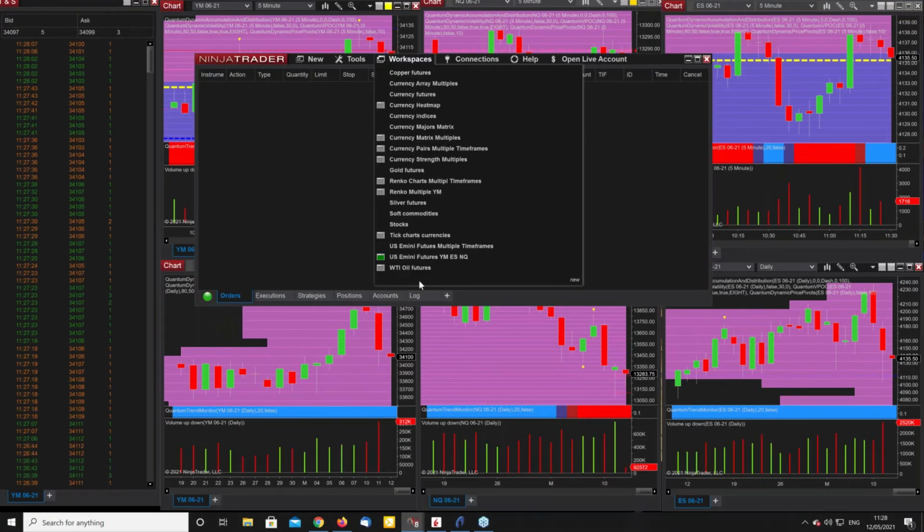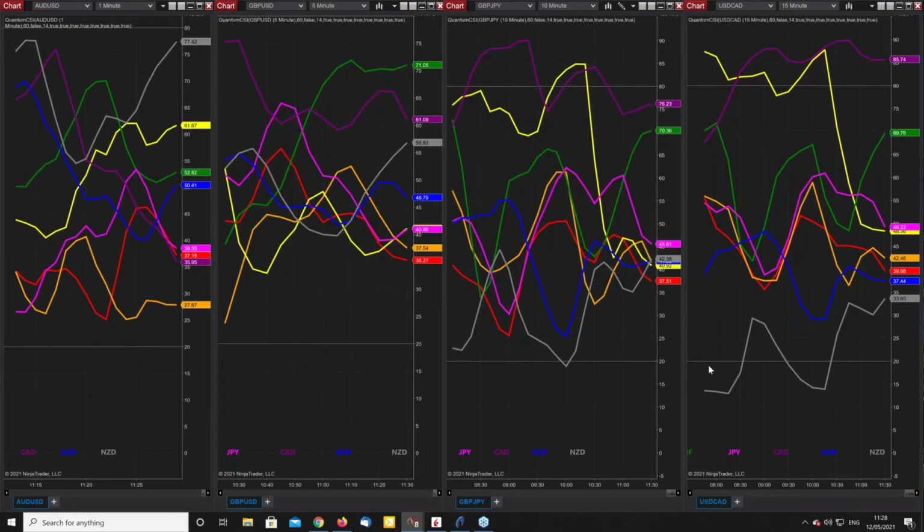Just go on to the charts. Let me just go over here because it's probably easier. There we go. Currency strength multiples. This is on 1, 5, 10, and 15, and it really does demonstrate what's going on at the moment. The CSI is a fantastic tool for identifying those opportunities where you're looking for reversal opportunities, as I do all the time, or whether you're looking for trend opportunities, jumping into an existing trend. But this is what's going on at the moment.